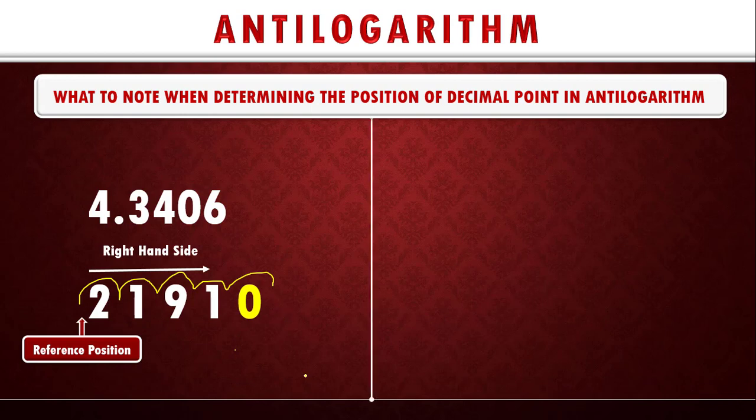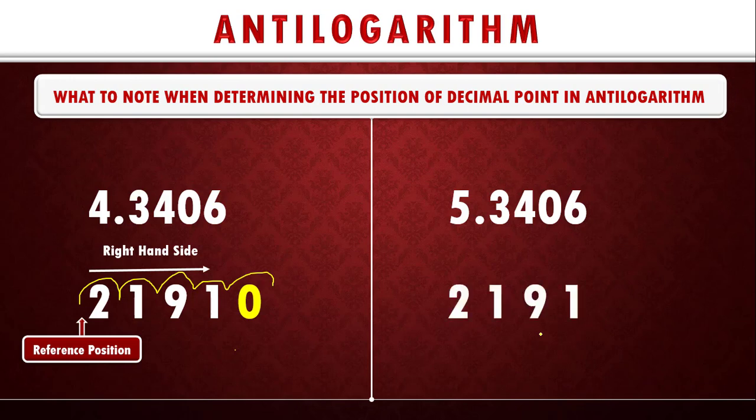Okay, so let's look at another example. We have 5.3406. In this scenario, we've been given the log, and then we determine the antilog of the number, which is 2191. Our reference position will be located before this 2, and then the next thing will be for us to add 1 to the characteristic. Our characteristic here is 5. Adding 1 to it, that's 5 plus 1, that gives 6.